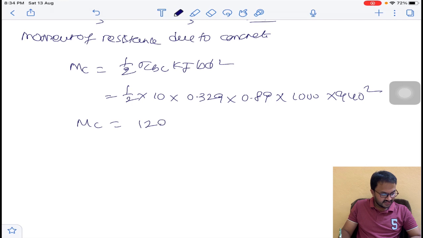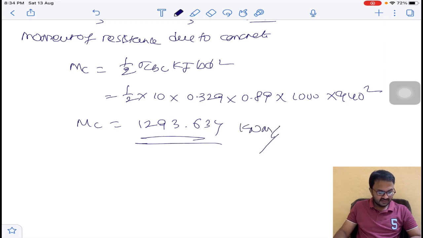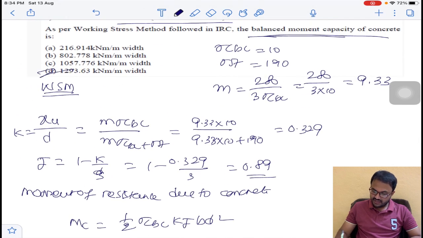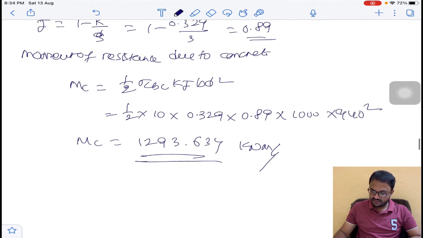You will get Mc equal to 1293.6 kilonewton meter. This is the maximum bending moment that a balanced section can resist. 1293. So the answer is D for question number 6.